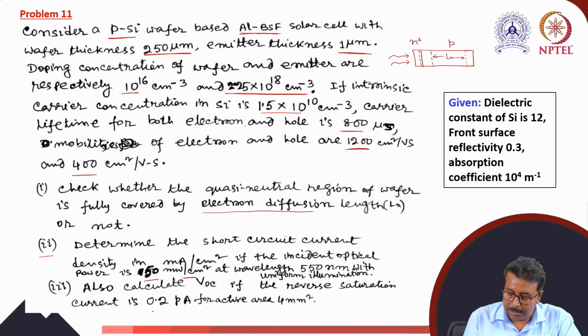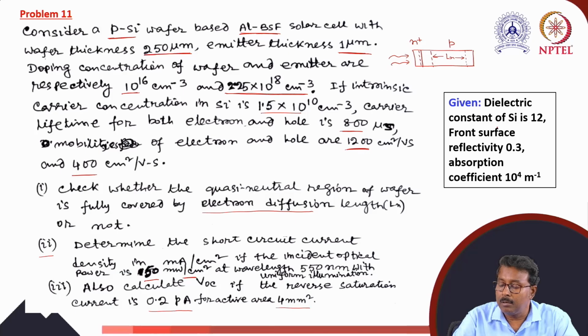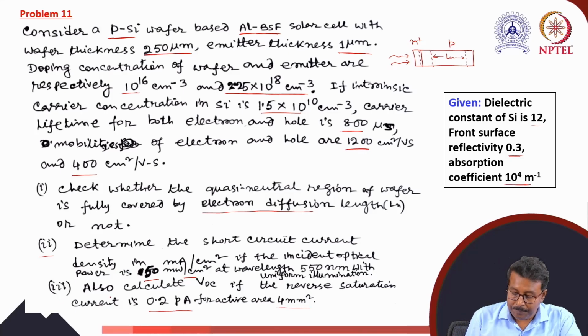Reverse saturation current of the diode is given as 0.2 picoampere. The effective area of the solar cell is 4 millimeter square. Also it is given that the dielectric constant of silicon is 12. Dielectric constant means relative permittivity of silicon, epsilon Rs as per our notation. Front surface reflectivity is 0.3. Absorption coefficient is 10 to the power 4 meter inverse. Number 3, also calculate the VOC, open circuit voltage, if the reverse saturation current is 0.2 picoampere.